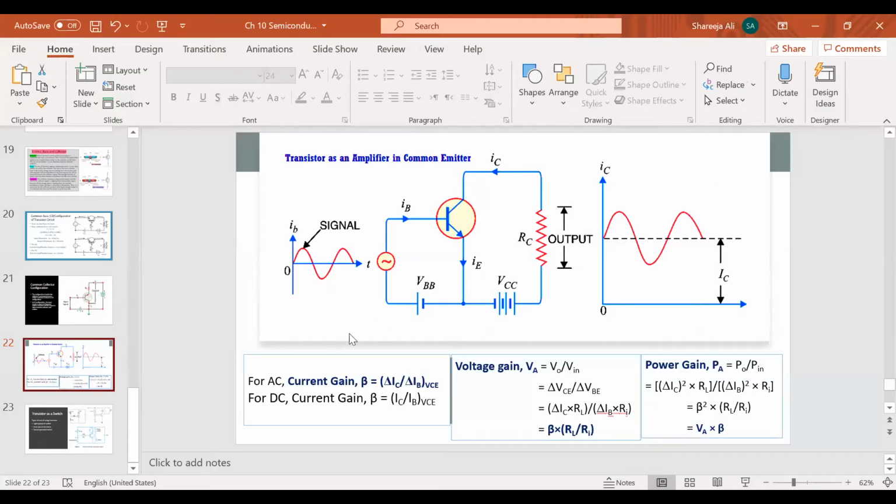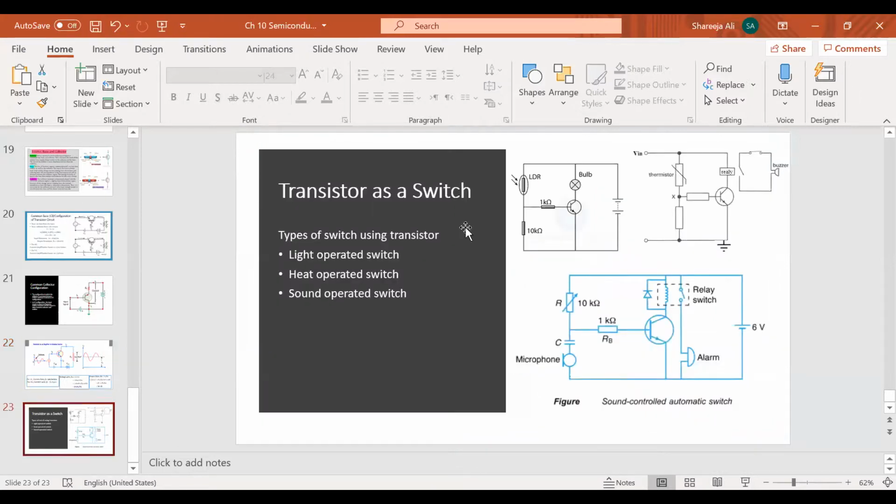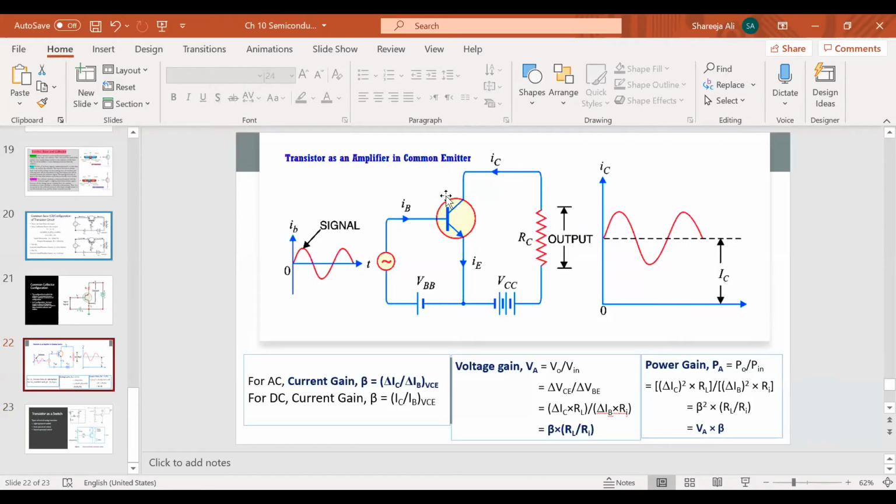So today we learned the transistor as an amplifier when it is connected in the common emitter configuration, and how a transistor can also act as a switch when it is connected in the common emitter configuration. Can you tell me why a transistor acts as an amplifier only if it is connected in the common emitter configuration? Why not if it is connected in the common base configuration?